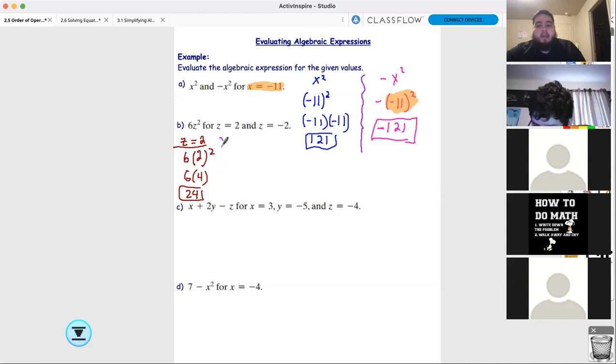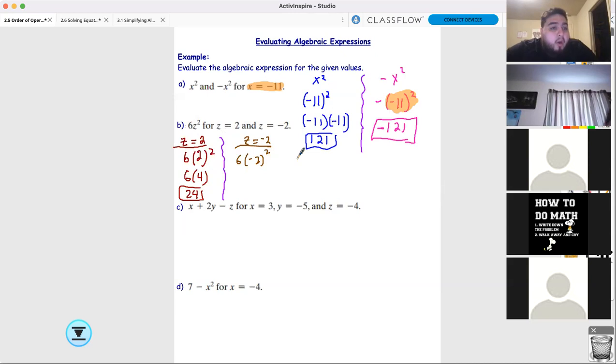Then we're gonna go ahead and do z when z equals -2. It's gonna be 6 parentheses -2 squared. Now we know the -2 is gonna be repeated multiplication, -2 times -2, and we know two negatives make a positive. So we're still gonna get a positive 4, so we got the same thing.